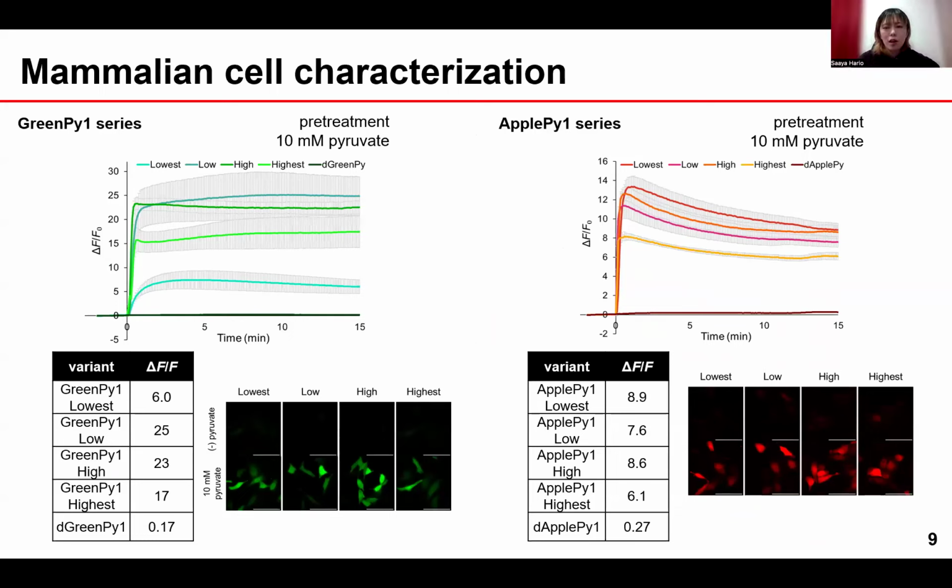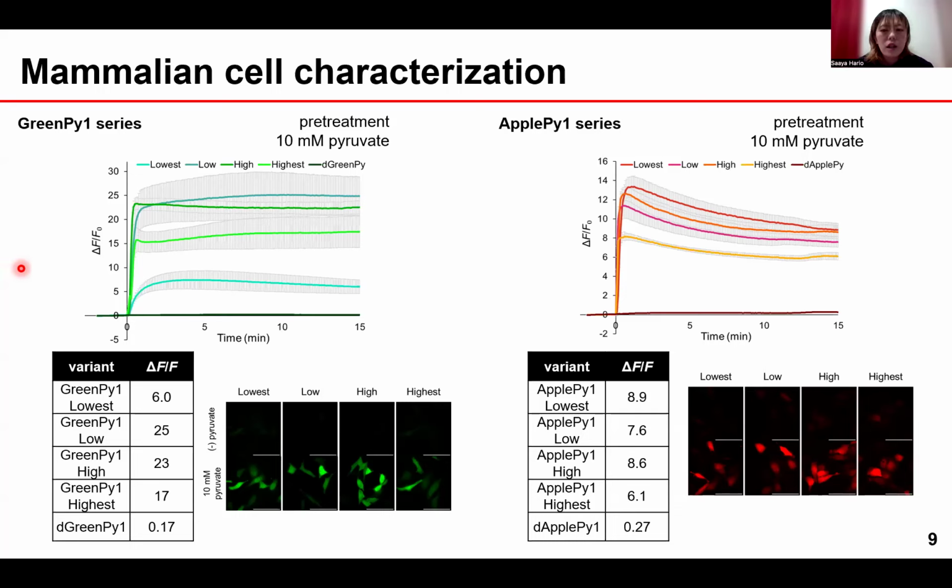So, hello, this is Saaya Hario. I would like to introduce the mammalian cell imaging with the Green Pi 1 series and Apple Pi 1 series that we developed. So first, to demonstrate the utility of the pyruvate biosensor series, I expressed them in HeLa cells and characterized the responses upon exogenous pyruvate addition.